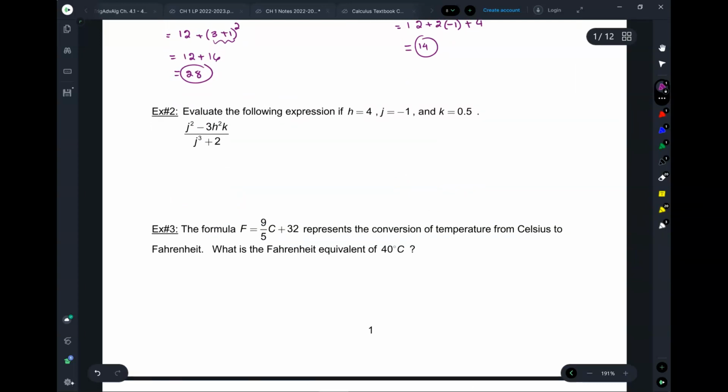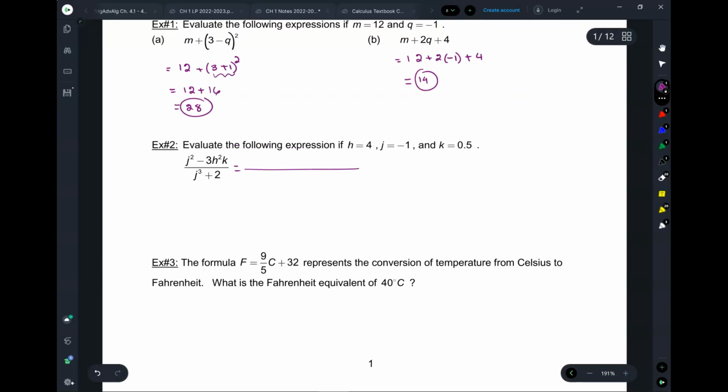All right. So fractions, the most important thing here is just to be organized, keep your main fraction intact. J is -1. So do you see how I make that bar first? I put the fraction bar first. This way, everything's aligned. So if J is -1 and is squared, I got to put it in parentheses. Minus 3 times H, 4 squared, times 0.5.